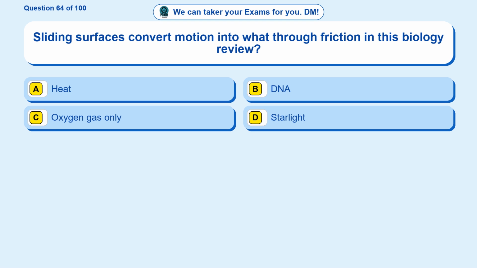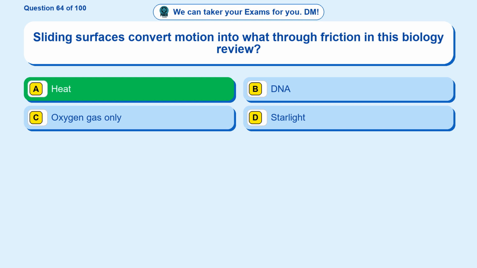Question 64. Sliding surfaces convert motion into what through friction in this biology review? Option A, heat. Option B, DNA. Option C, oxygen gas only. Option D, starlight. The correct answer is option A.